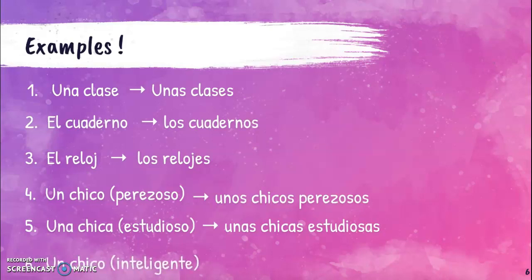And our last one, we have un chico, and our adjective is inteligente. So we're going to change un chico to the plural form. So it's going to be unos chicos. And then we have our adjective inteligente. So remember, if it ends in an E, gender neutral, so it's easy for us. However, this one is in the singular form, and we need to make it in the plural form so that it agrees with everything. So all we need to do is add an S. So we're now going to say unos chicos inteligentes.